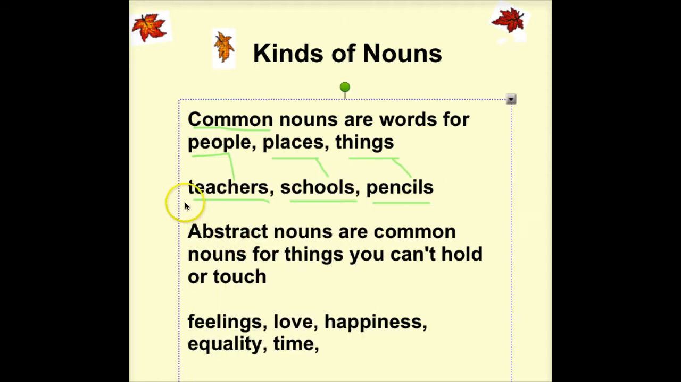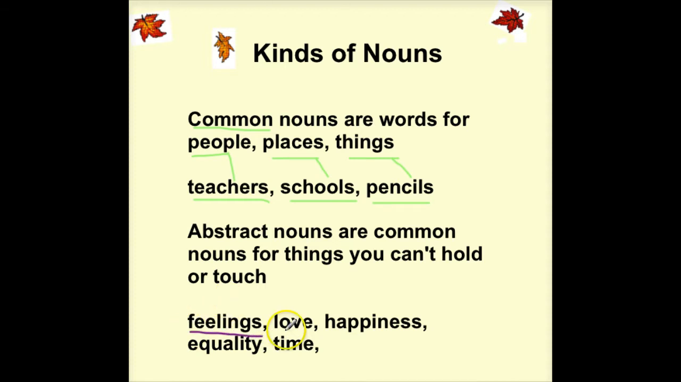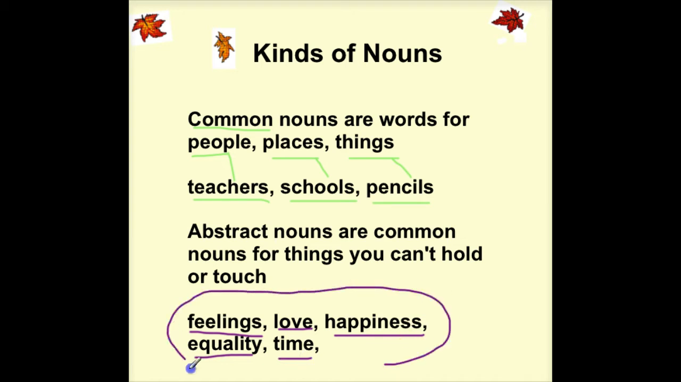Abstract nouns are common nouns for things you can't hold or touch. It's just kind of a subcategory of common nouns. Things like feelings, that's a noun. Maybe you think of it as a thing. Love, happiness, equality, time. These are all nouns, but they're a special category of nouns called abstract nouns. Abstract meaning you can't really hold it or touch it.